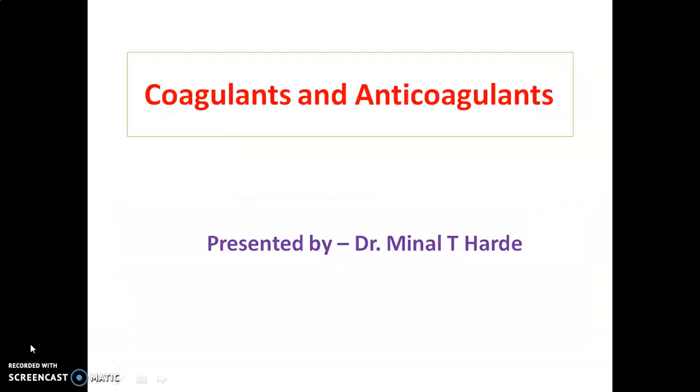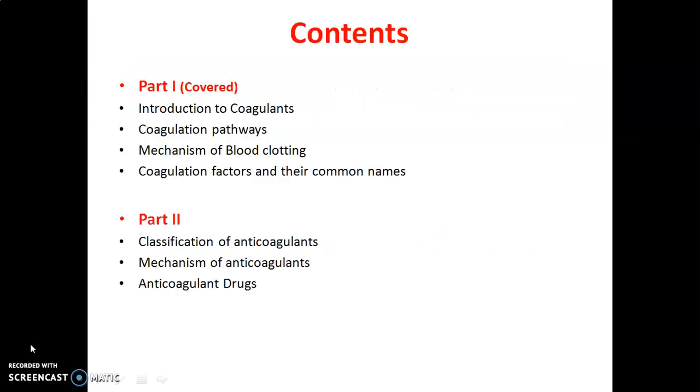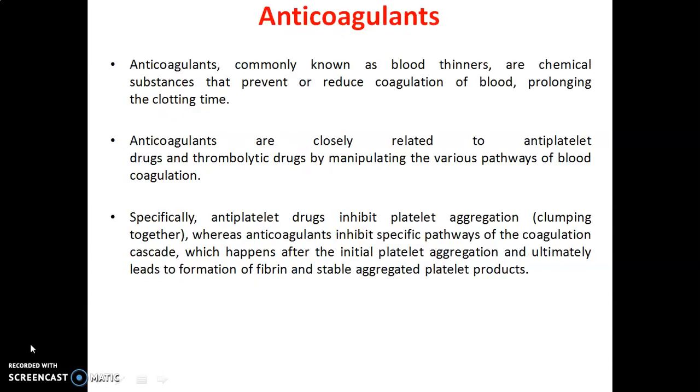Hello friends, today we are going to see part 2 of the coagulants and anticoagulants. In part 1 we have covered introduction to coagulation, coagulation pathway, mechanism of blood clotting and coagulation factors and their common names. Now in part 2 we are going to see classification of anticoagulants, mechanism of anticoagulants as well as anticoagulant drugs. Now what are anticoagulants?